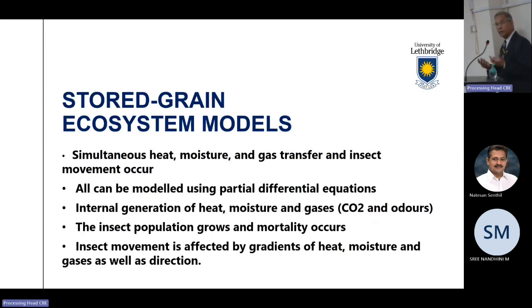We need to understand the insect population dynamics and mortality, as insects grow and multiply at different rates at different temperatures and moisture contents. So we need to have that information. Insect movement is affected by the gradients of heat, moisture, and gas concentration, and that needs to be built into our diffusion coefficient and the bias velocity of the insects. So these are the coefficients in the partial differential equations. Usually you have a D for the diffusion coefficient and typically V for the velocity term. Here the velocity would be the insect movement velocity.